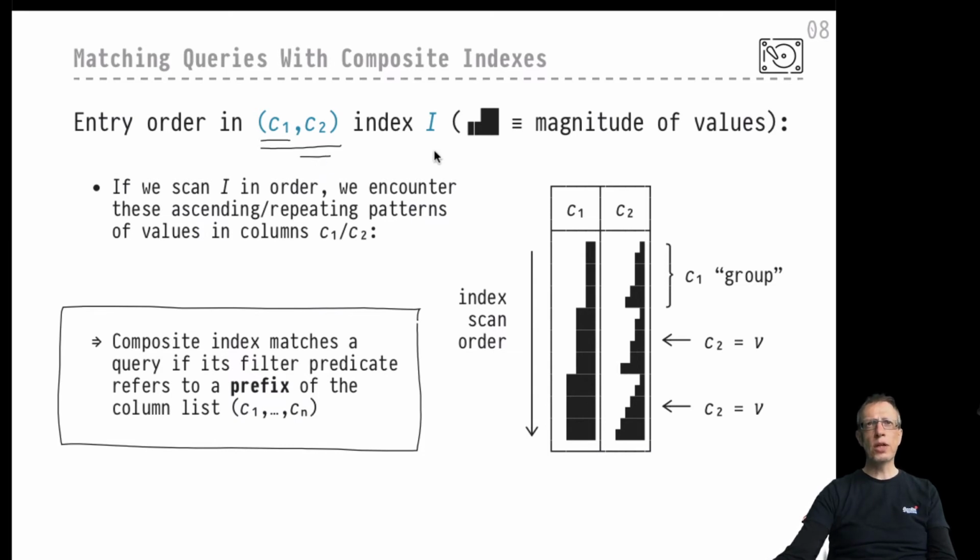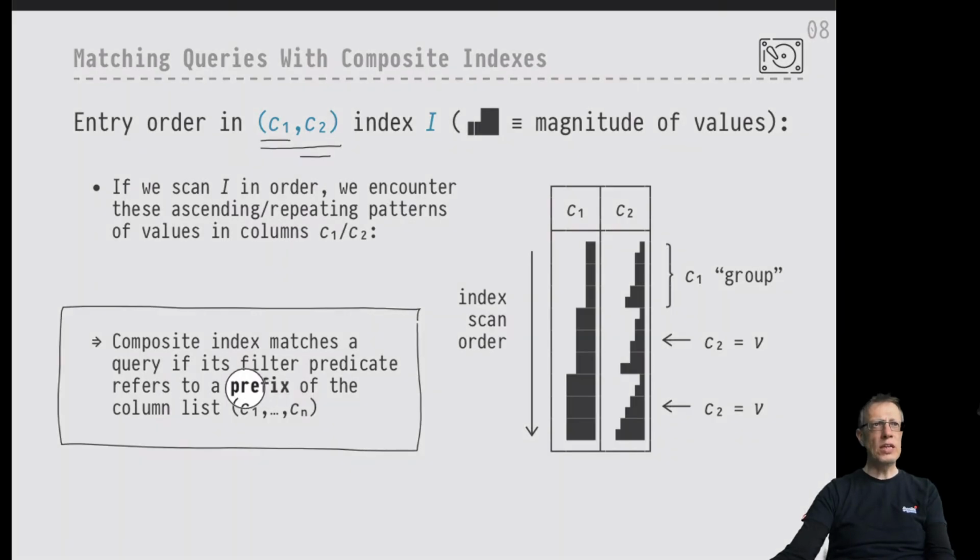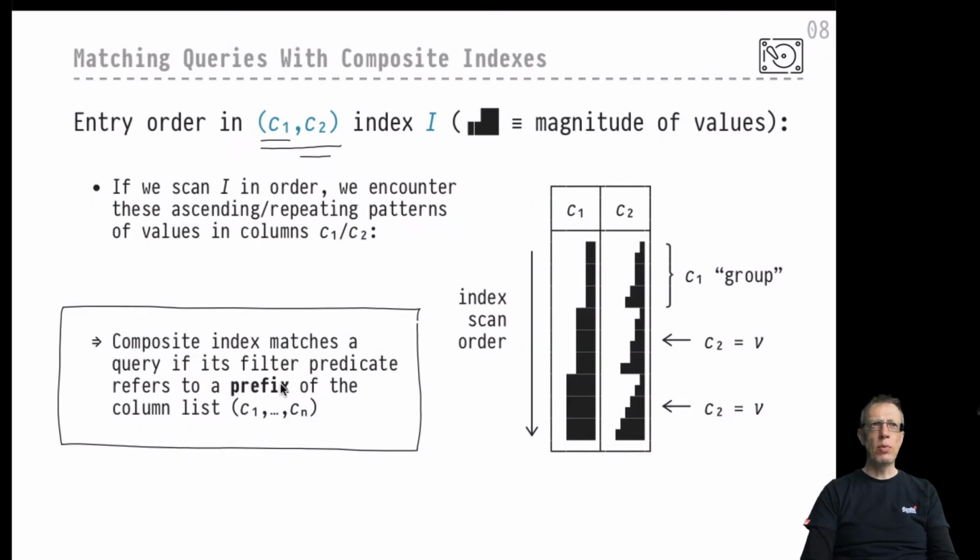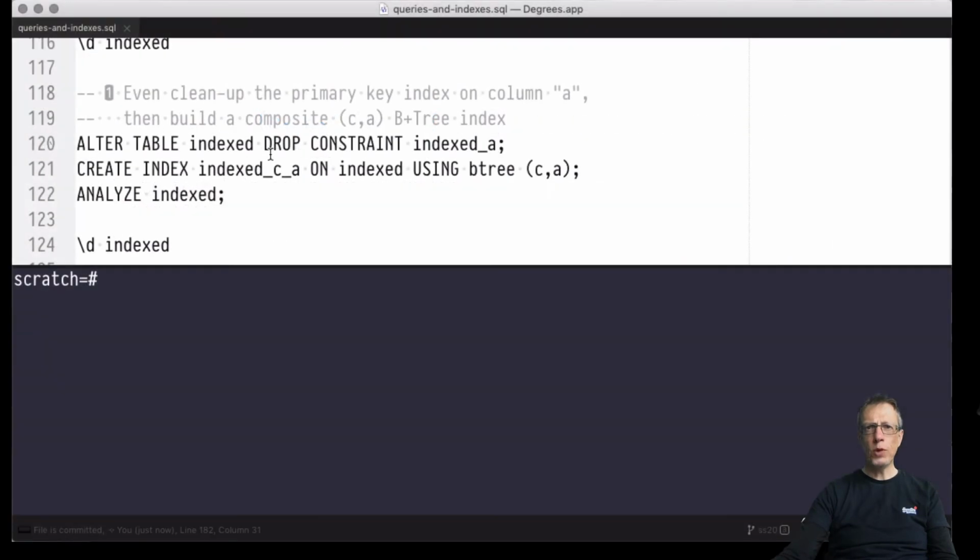But it would not work to evaluate a filter predicate that only refers to C2. We would have the jumping and looking around the entire sequence set, as we've just described. So the key word here is prefix of the column list: the search or filter predicate, the index condition, has to refer to it. Then we can make use of this composite index. And this is exactly the behavior that you will find inside PostgreSQL. Let me show you. Over to the terminal here.